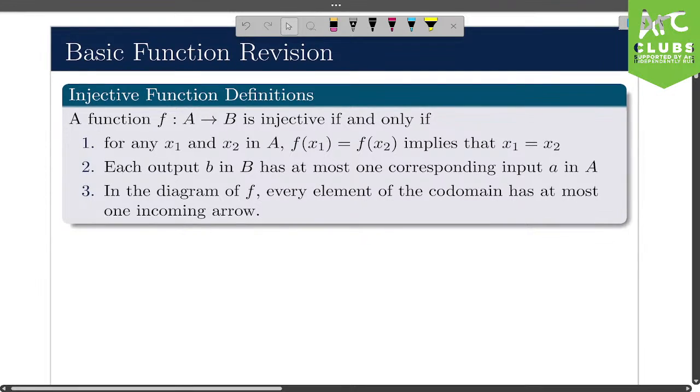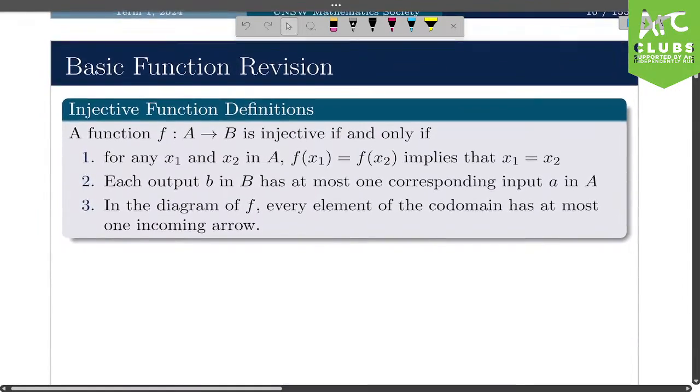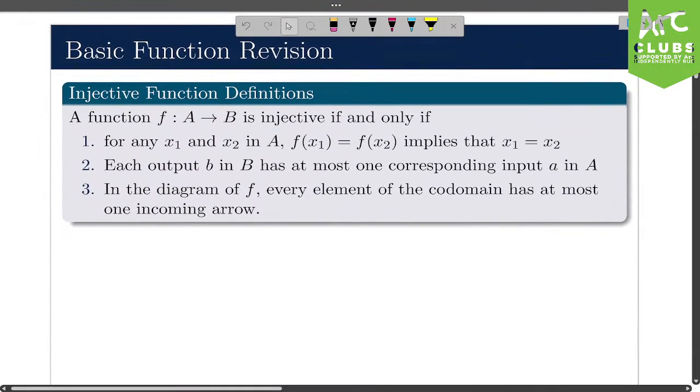All right. Before I move on, any questions about the laws of set algebra? No? Okay. Now onto functions.